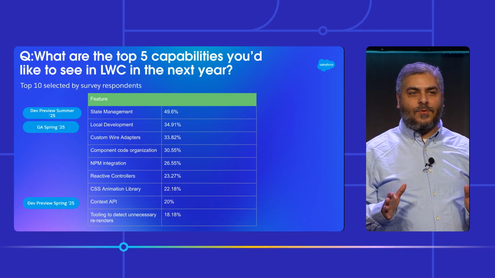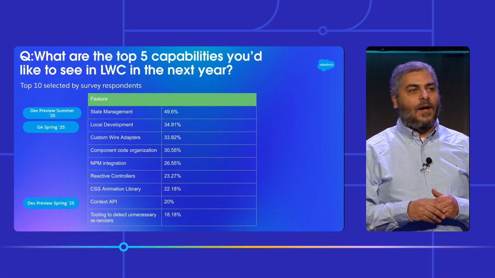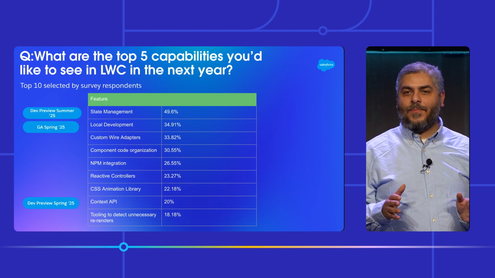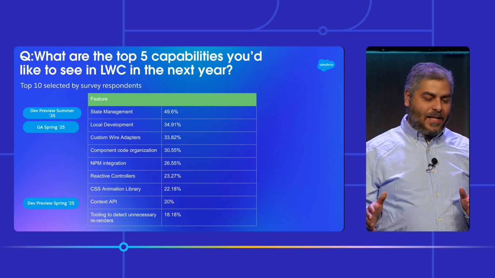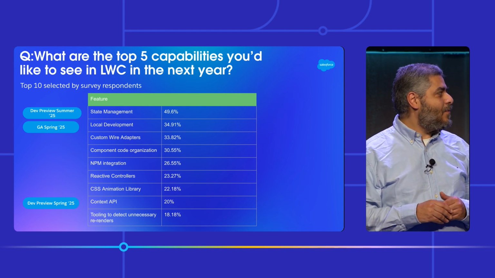Last year's survey showed that state management was the top asked feature. The great news is we're going to have an in-depth review in summer 25. We actually have a demo in the Lightning Web Component booth, so please check it out. The second one is local dev. I'm very happy to share that it's currently GA for apps in spring 25 and beta for sites in spring 25. Next, Greg is going to take us into a deep dive in local dev.